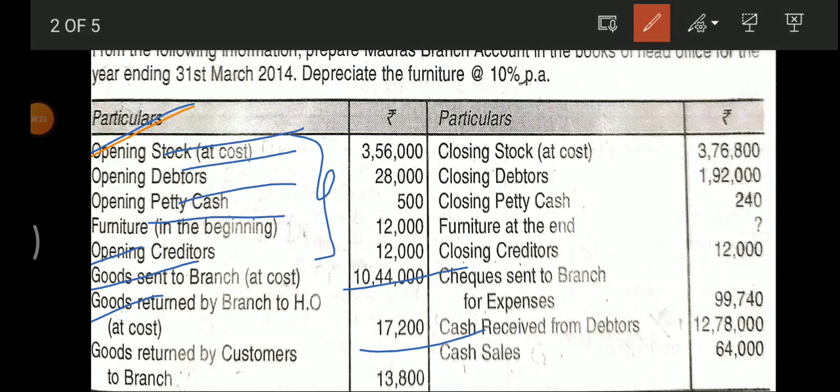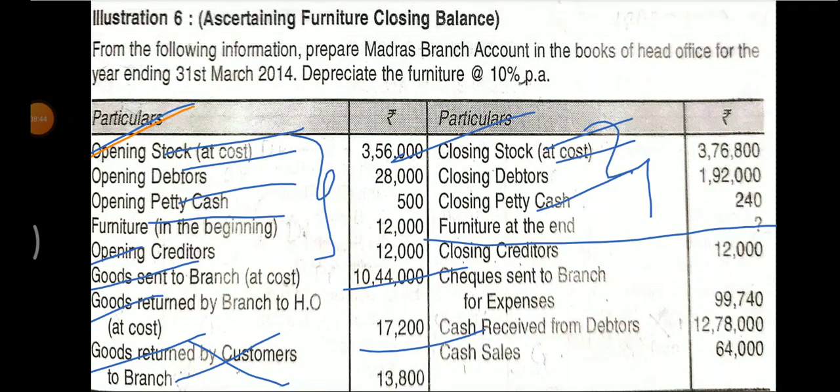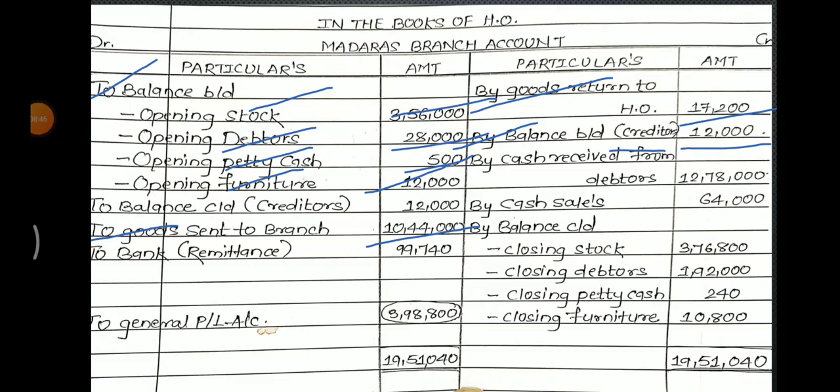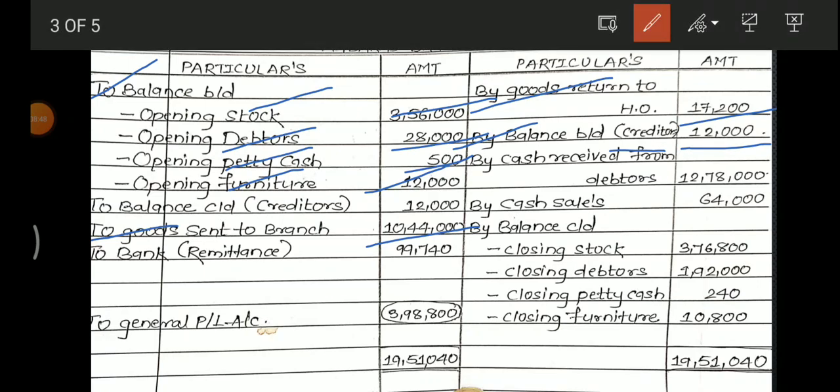Now next is goods returned by customer. I have told you that we have to ignore this here, because we are not supposed to prepare the debtors account. If you are making the debtors account, then only we pass this entry. Now the next one is closing stock, debtors, petty cash closing is given to us, and furniture we are supposed to calculate.